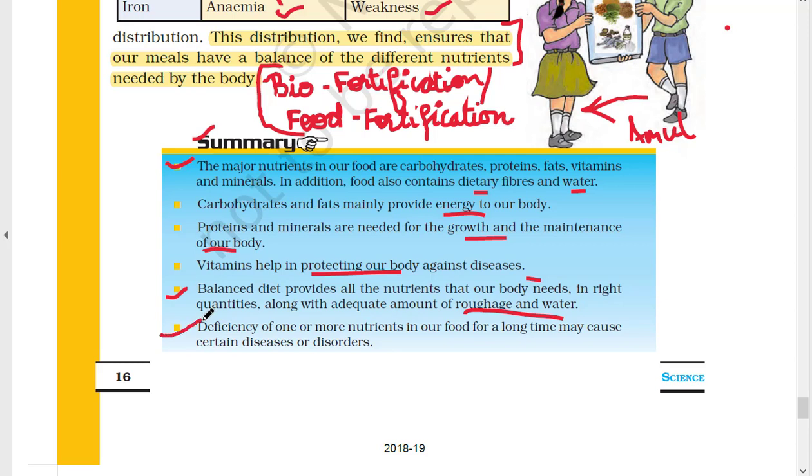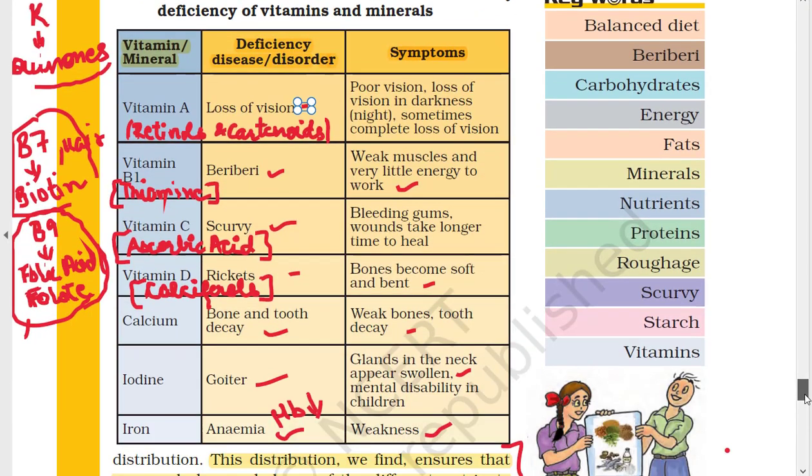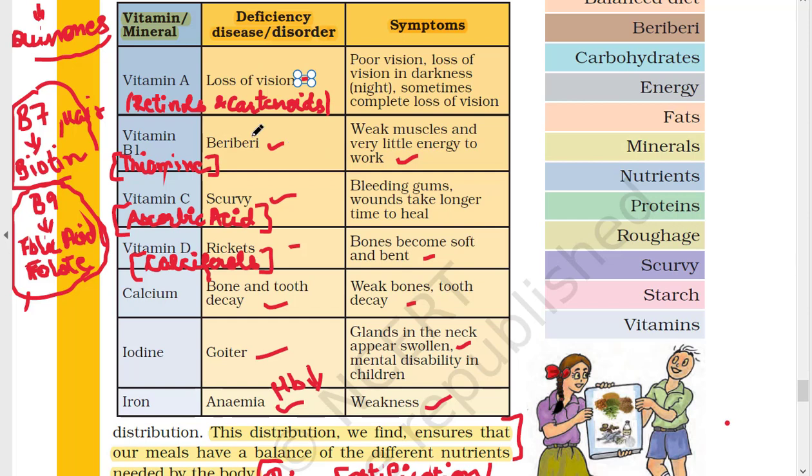And if we have a deficiency of one or more nutrients, it may cause deficiency diseases. And we have seen the different names of different vitamins. Let us just revise once again. Vitamin A is known as the retinol and carotenoids. Vitamin B1 is thiamine. Vitamin C is ascorbic acid. Vitamin D is also known as calciferols. K is known as quinones. B7 is biotin, used for hair growth. B9 is folic acid or folate, which increases the HB of our blood.